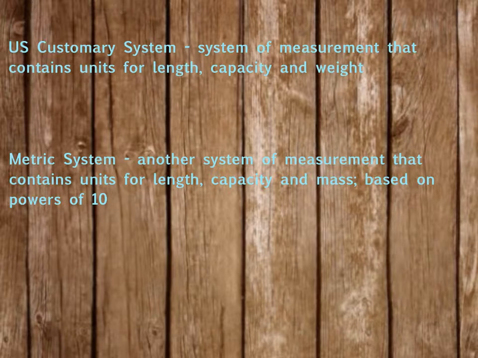Okay, so the U.S. customary system is a system of measurements that contains units for length, capacity, and weight. An example of something for length would be inches. Inches is part of the U.S. customary system. Capacity would be maybe cups, or quarts. Those are different ways to measure capacity, the ability for something to hold something else. And then lastly, weight, most commonly pounds and ounces. Okay, so that's the U.S.